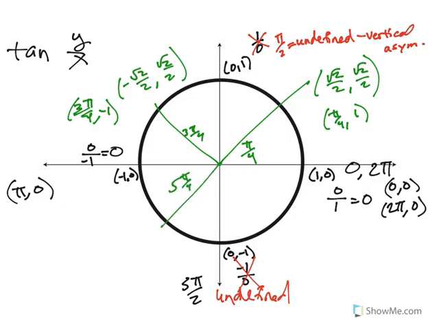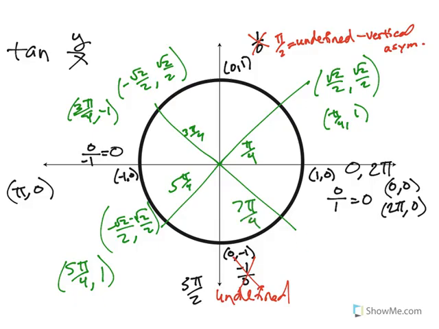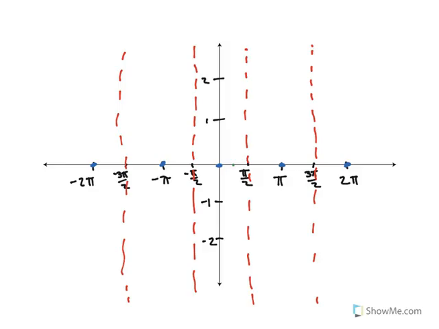At 5 pi over 4, we are negative radical 2 over 2, negative radical 2 over 2. So that's going to give us the ordered pair of 5 pi over 4, 1. And then the last one, 7 pi over 4, that ordered pair is radical 2 over 2 and negative radical 2 over 2. So once again, we have a value of negative 1. Now if we look at this and say, okay, at pi over 4, which is here, we have a value of 1. Great. That means this is going to go up.